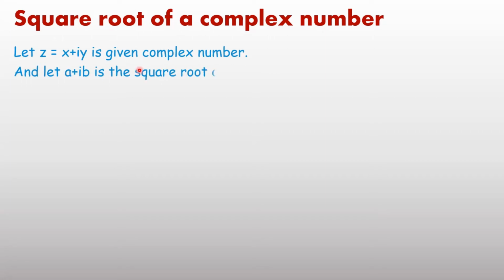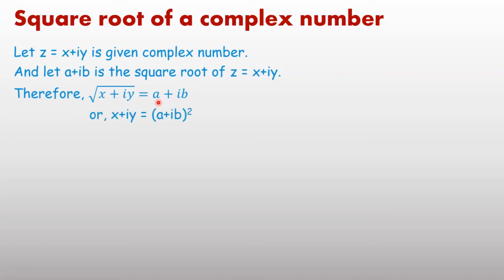Now the next important part: the process to find the square root of a complex number. If any complex number is given, we have to find its square root, and this is the method you should follow. First note down the complex number z equals x plus iy, and let a plus ib be the square root of x plus iy. Therefore, under root x plus iy we can write as a plus ib.